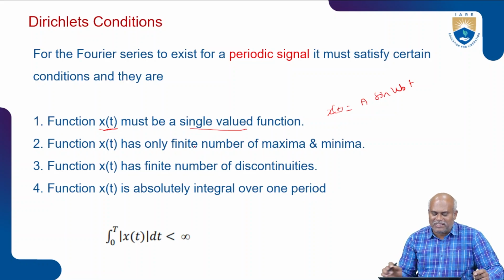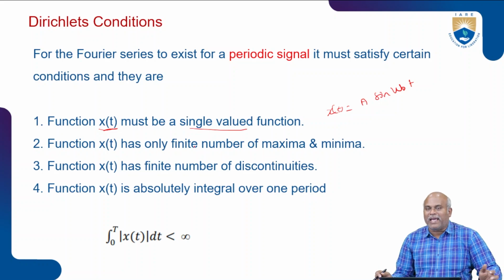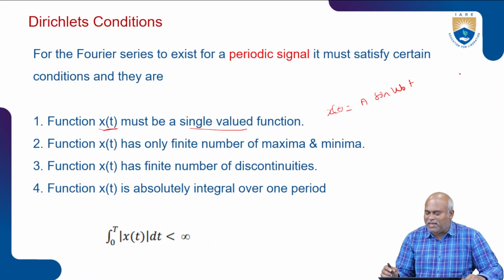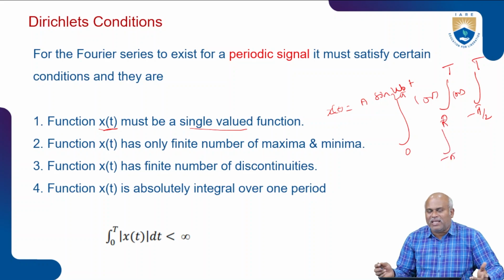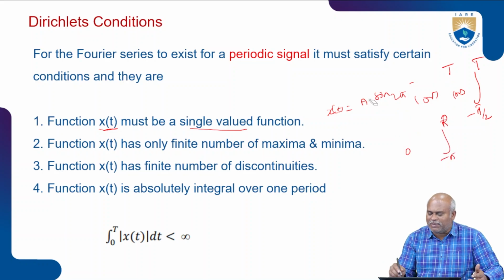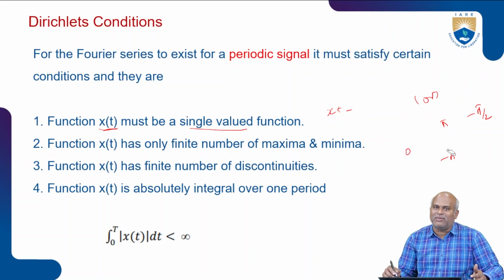Then x of t has only a finite number of maxima and minima. That means our integration is taken only over the fundamental period 0 to T, or integration from minus T by 2 to plus T by 2, or it is represented as 0 to 2 pi, or integration of minus pi to plus pi. So, anyway, that is how the maximum and minimum values are finite values.